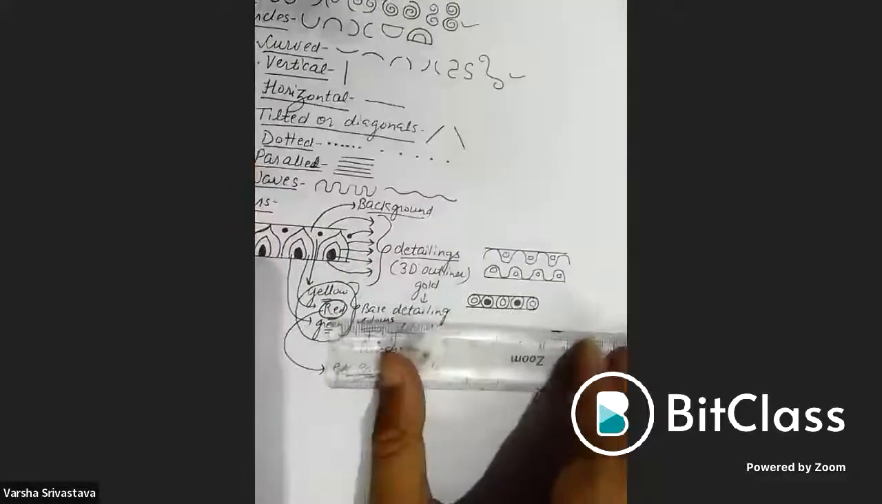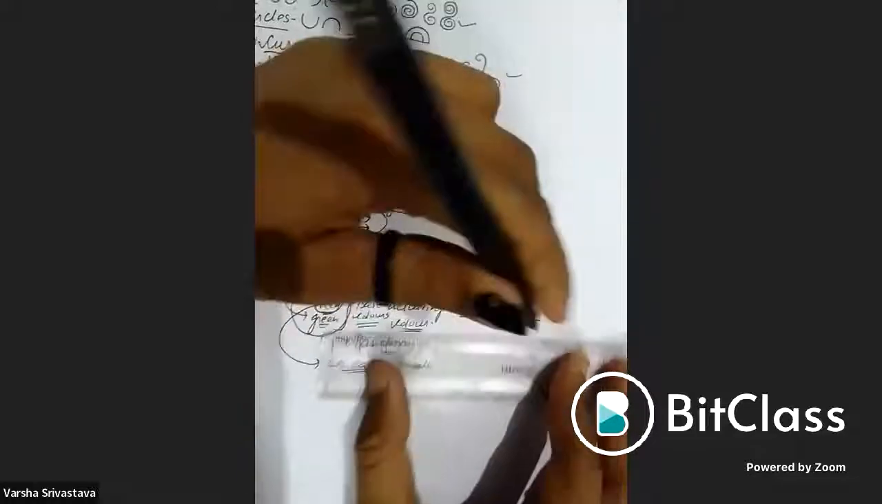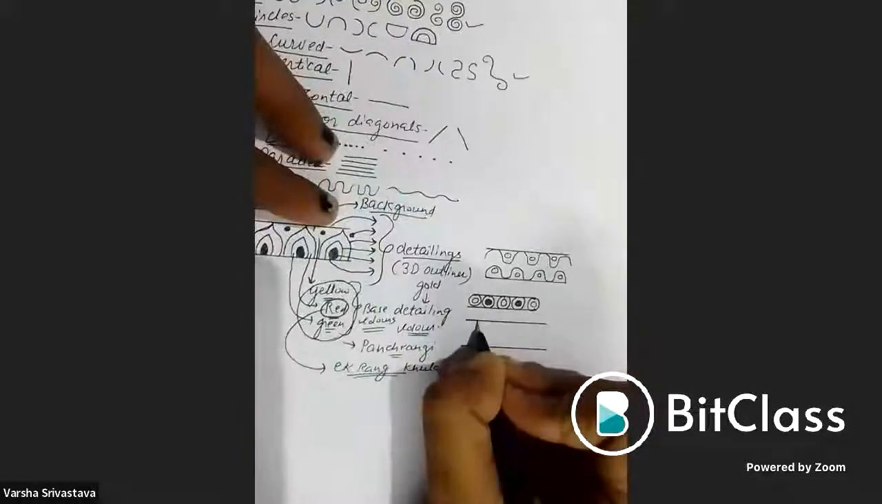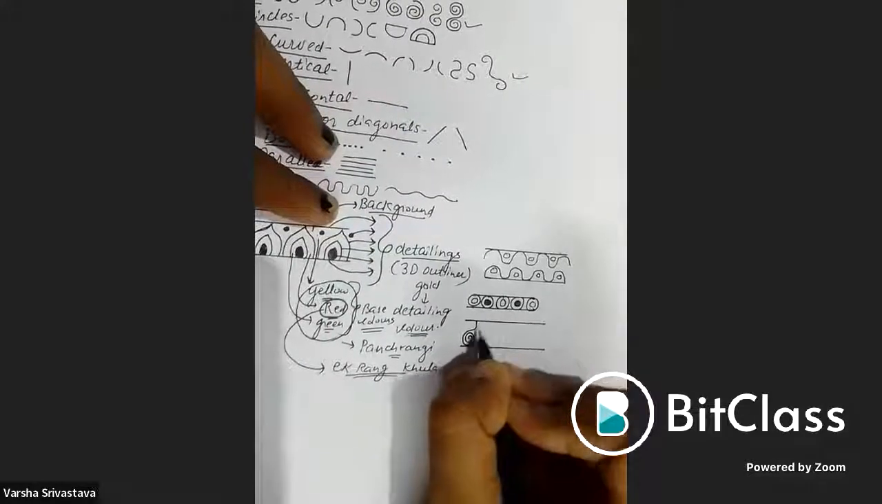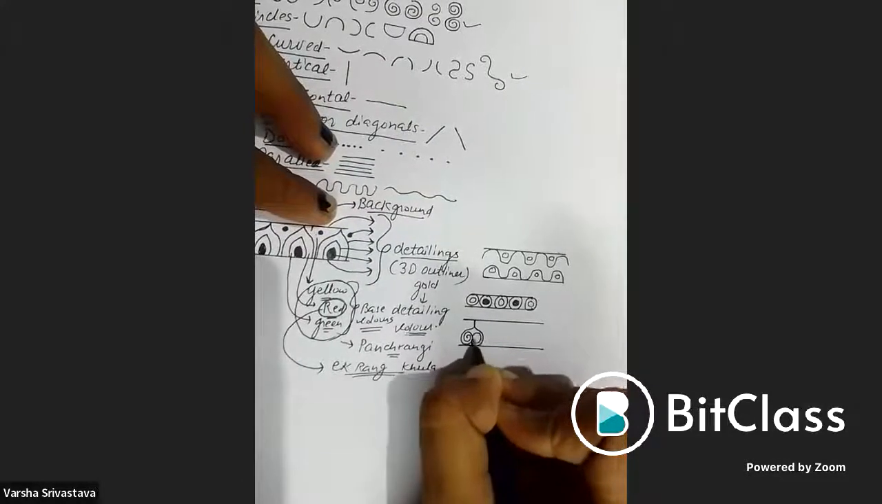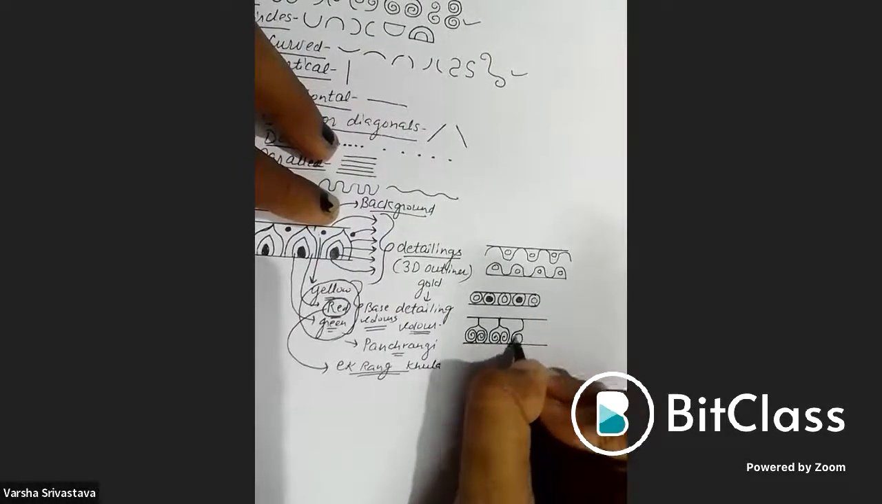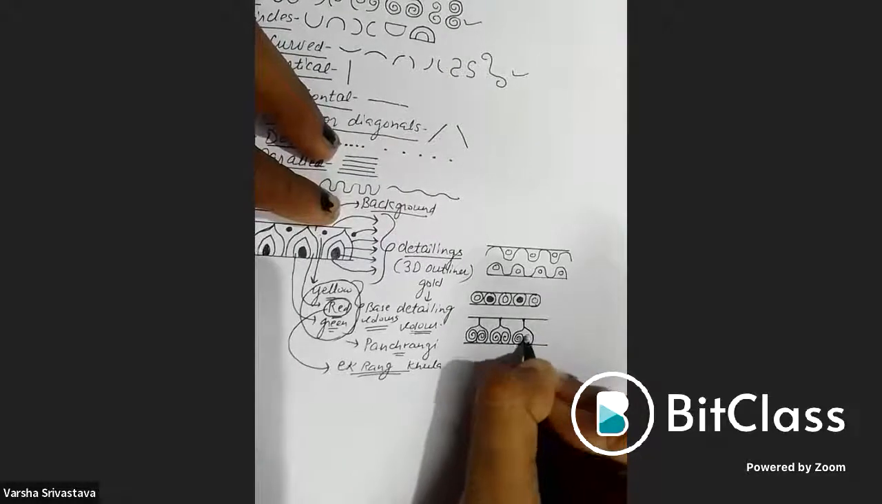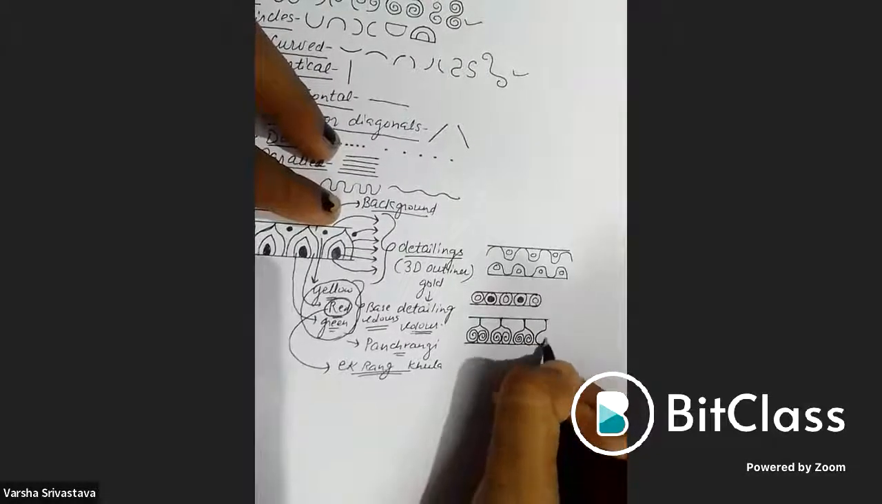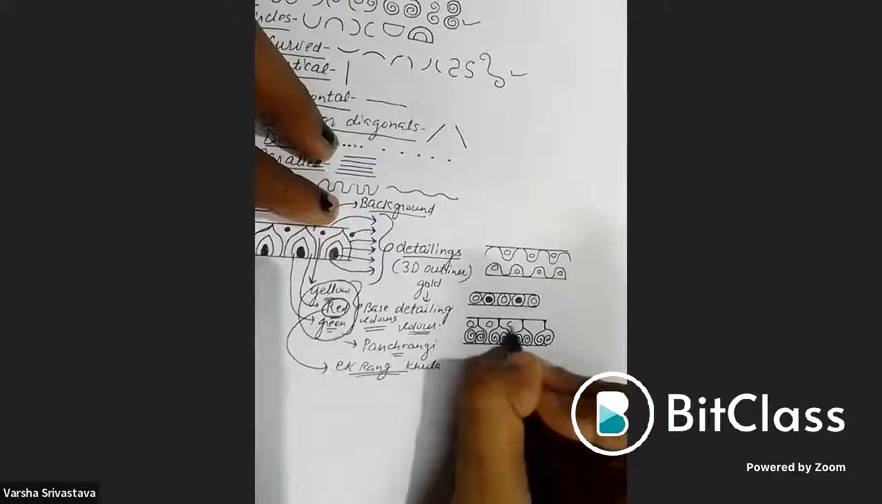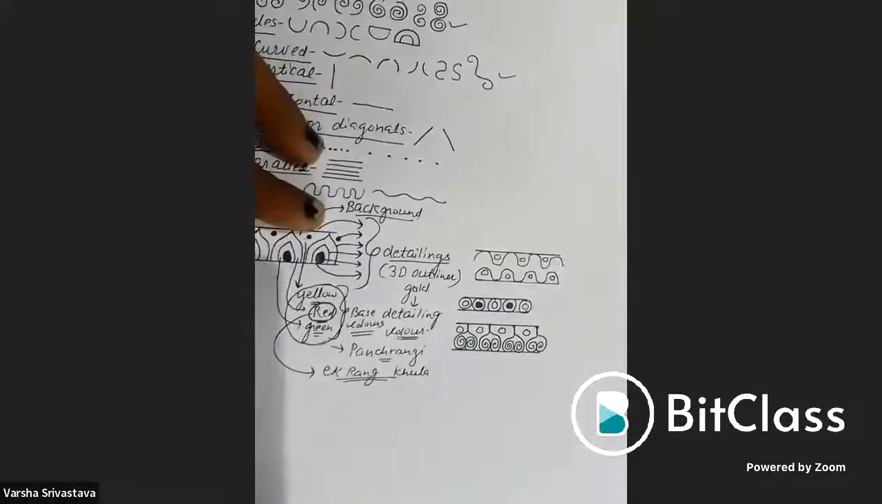Now I'm going to make another medium size border. In this, I'm going to make the beetle shape, this pointed spiral beetle. And between these, I'm making the circles like this. Another medium size border.